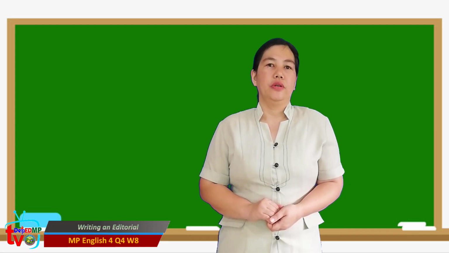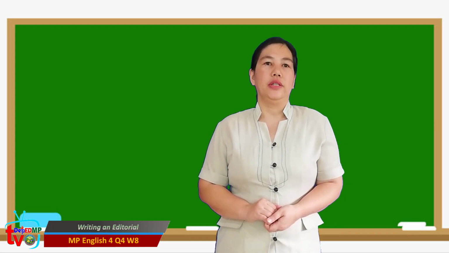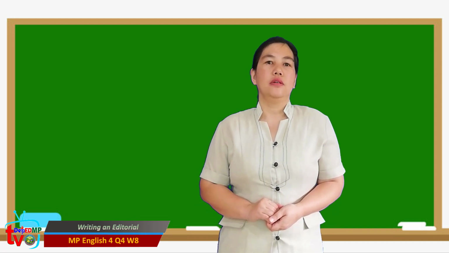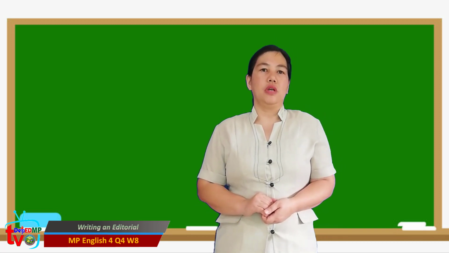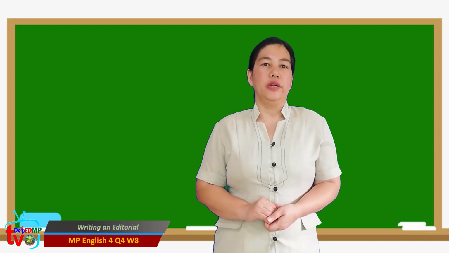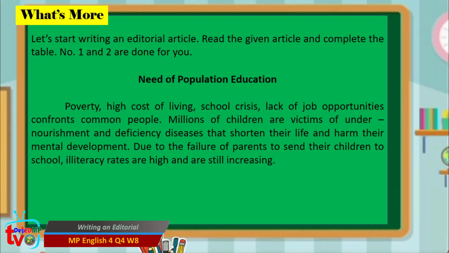What's more, you're going to start writing an editorial article. So read the given article below entitled Need of Population Education, and complete the table. Number 1 and 2 are done for you.